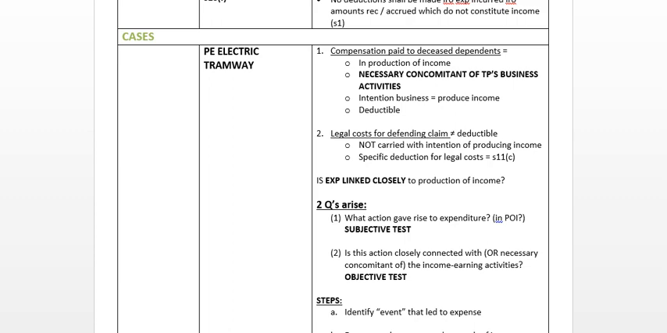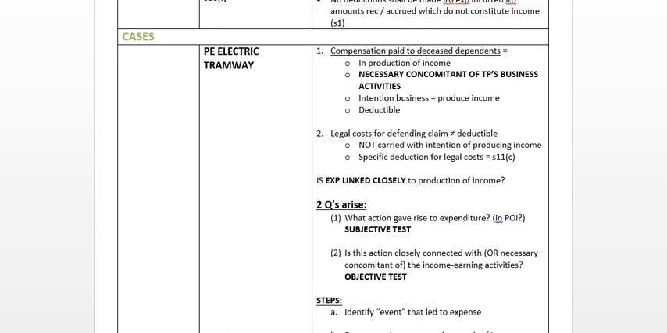So the important cases are PE Electric Tramway. They said that the compensation paid to the deceased's dependents was necessarily concomitant to the production of income of the taxpayer's business activities. So the intention of the business is to produce income, so that's deductible. Legal cost for defending a claim is not deductible, as it is not carried out with the intention of producing income, so there is a specific deduction for legal costs. That's section 11C, which is also something we're going to cover today.